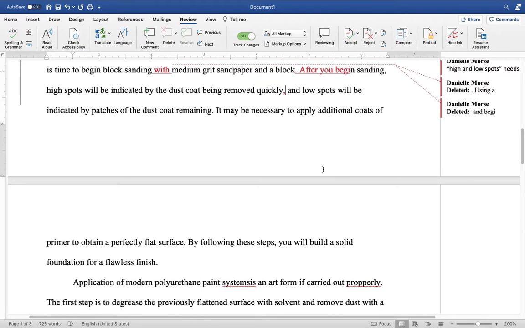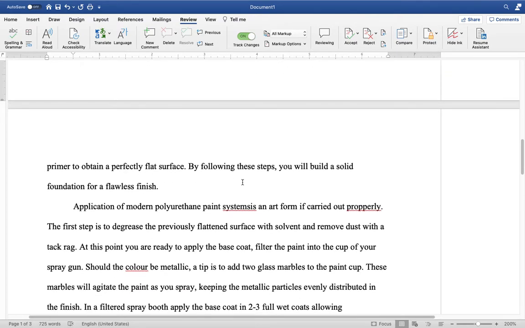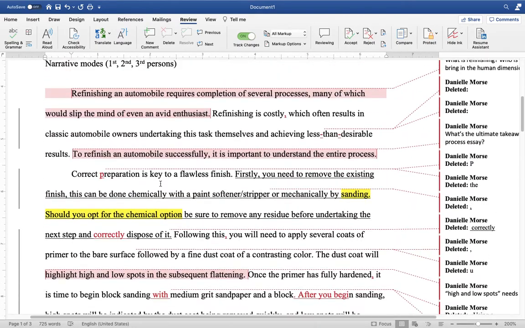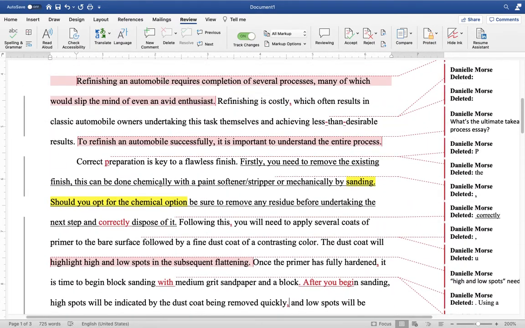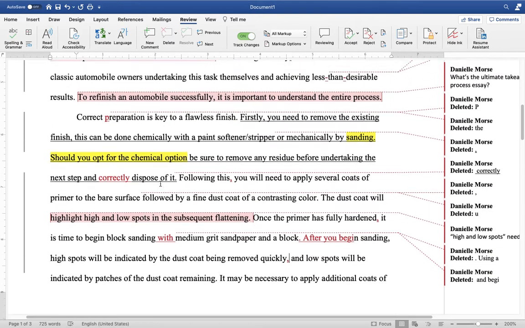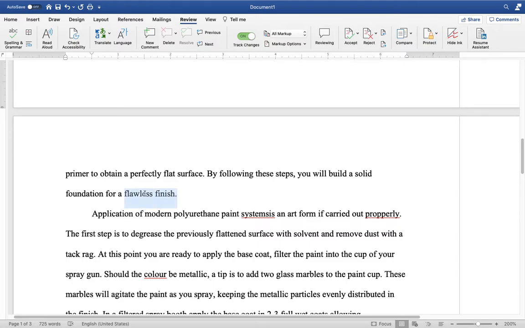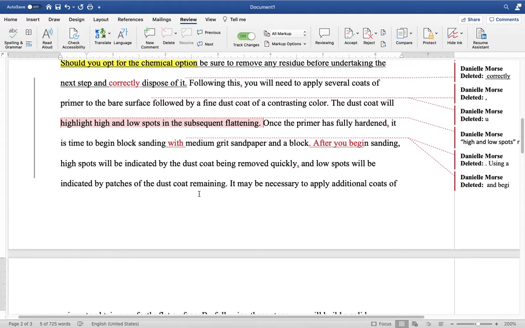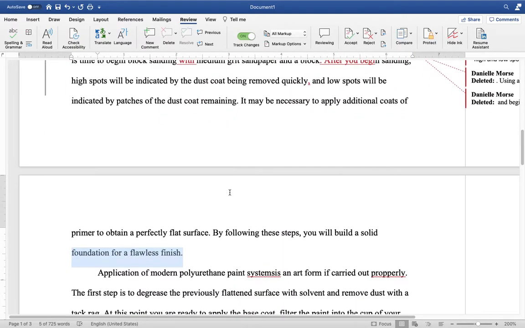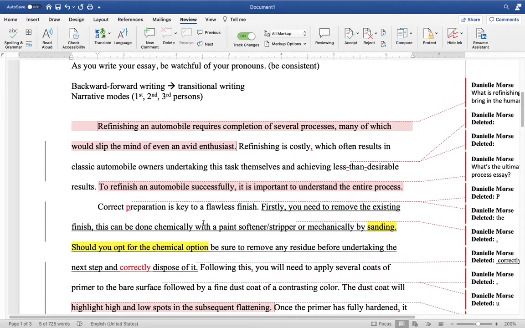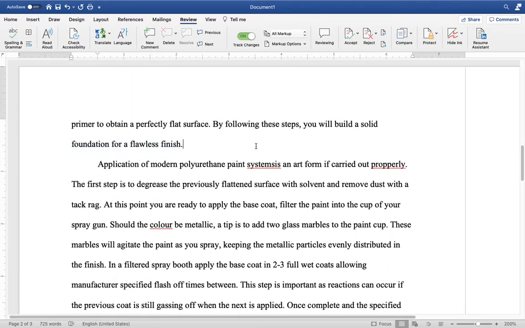It may be necessary to apply additional coats of primer to obtain a perfectly flat surface. By following these steps, you will build a solid foundation for a flawless finish. Perfect. So, yeah, the paragraph is well within the topic sentence. So everything's good. This is all about preparation, and it ends perfectly because this is what we call framing. Framing is you have put a nice square frame around something. You could frame each of your body paragraphs, and you can also frame your entire essay by ending by referring back to something that you mentioned earlier. So this refers back nicely to that topic sentence and the concept of the flawless finish. So there's a nice frame around this body paragraph.